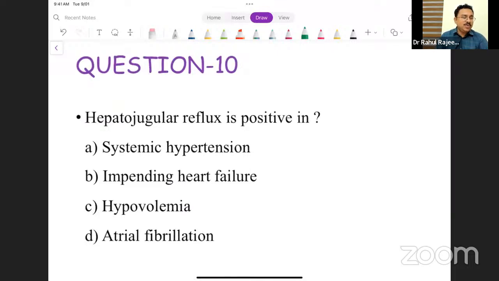Okay. So when you get a sustained rise in the venous pressure more than how much? 3 centimeter. So which is sustained for 10 to 15 seconds. That is when you say there is a positive hepatojugular reflex, and that is a finding of impending heart failure, which is option B. Okay, right.